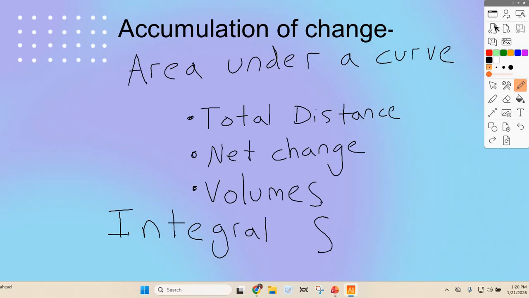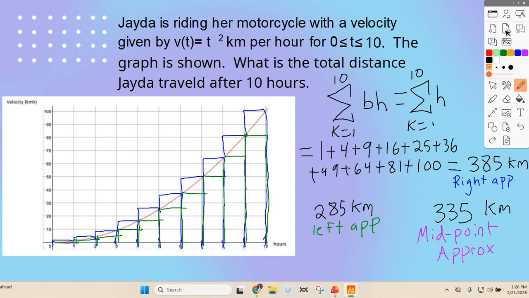Looking at accumulation of change, which is basically our area under the curve. We talked about how this can help us with total distance, net change, volumes, and overall the algebra or calculus symbol of this is going to be an integral. And so our Riemann sums for right now, until we get to finding exact integrals, are going to help us to approximate that area under the curve.